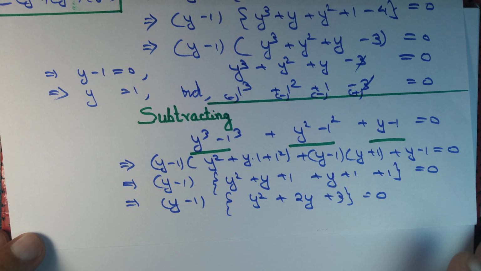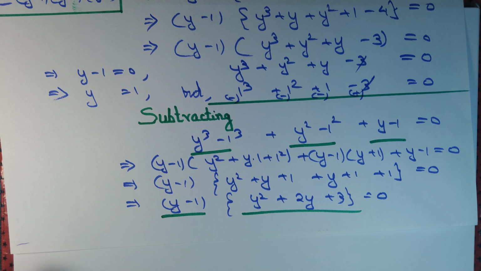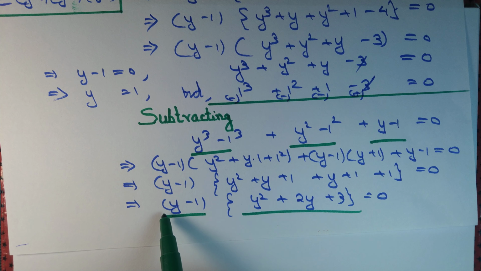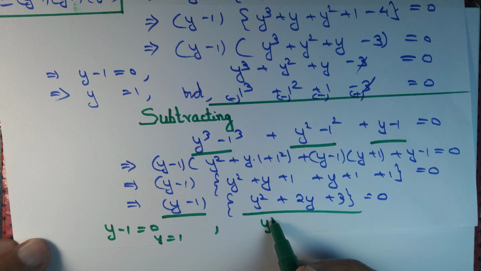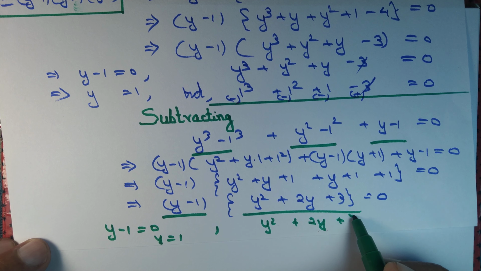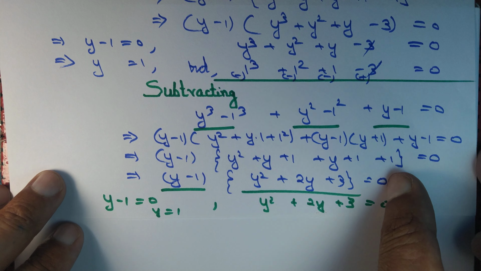Again, product of two numbers equal to 0. So maybe this one is 0, maybe this one is 0, maybe both of them are 0. If y minus 1 equals 0, then I can simply write y equal to 1. Or if y square plus 2y plus 3 equal to 0, observe that D equals b square minus 4ac. 2 into 2 is 4, 4 minus 4 into 3 is 12, that's negative. So this equation has no real root. So the only real root that we get is y equal to 1.